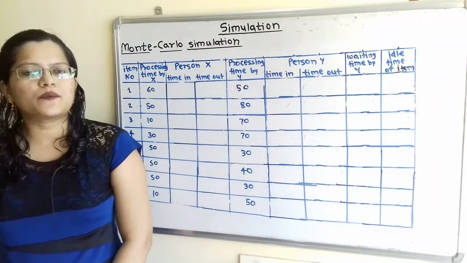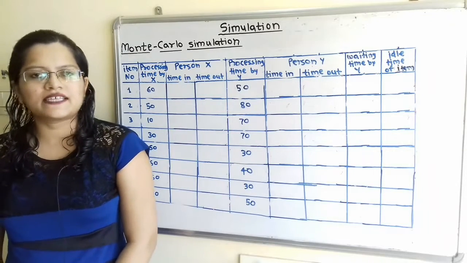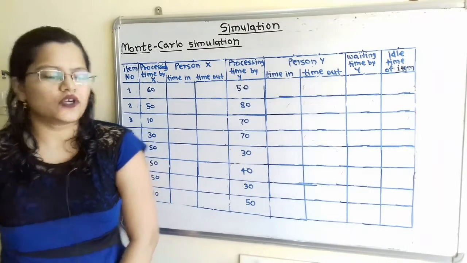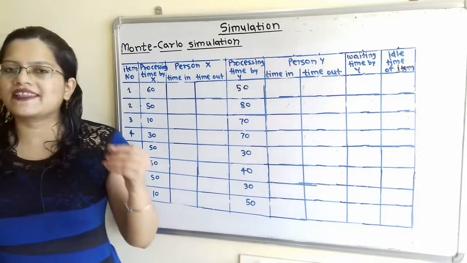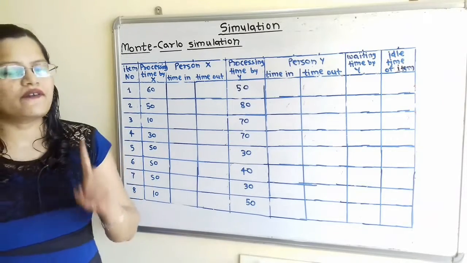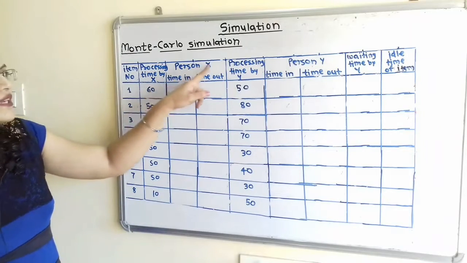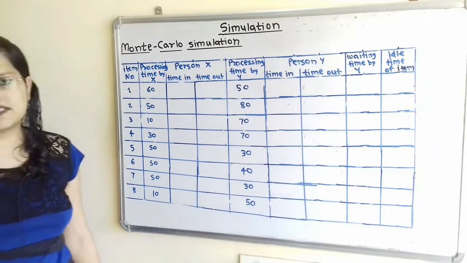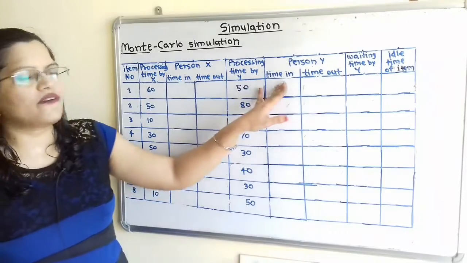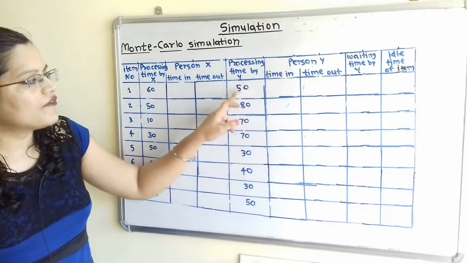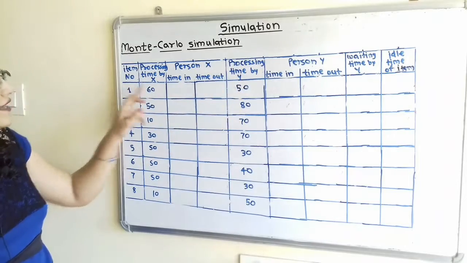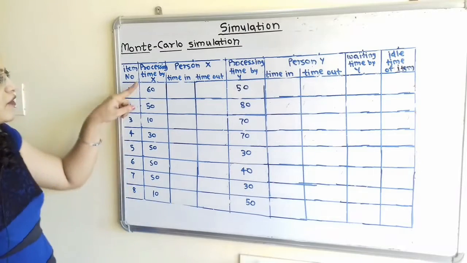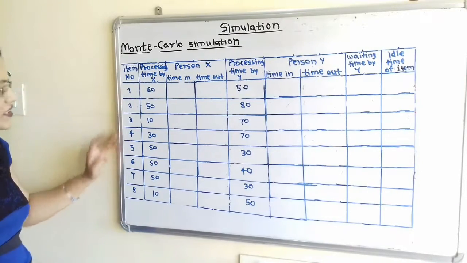We have to write the processing time by the person X as well as the processing time by the person Y for each and every item. There are a total of 8 items, and as per the random numbers fitted, the first random number fitted for person X is for 60 seconds. So the processing time for the first item is 60 seconds. In the same way for person Y, the first random number is fitted for 50 seconds. So the processing time for the first item is 50 seconds. In the same way we have to refer to the random numbers fitted and write the processing time for each and every item.